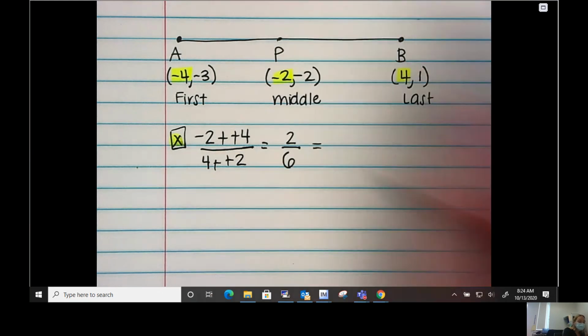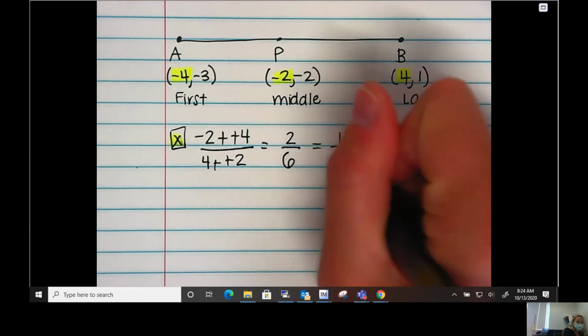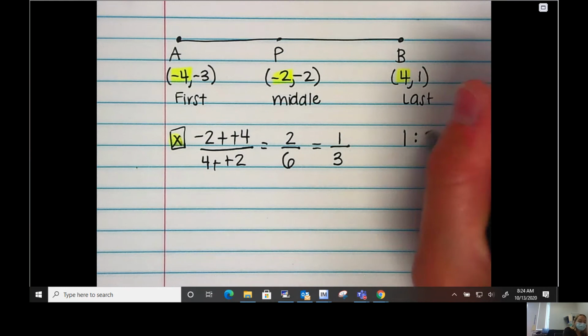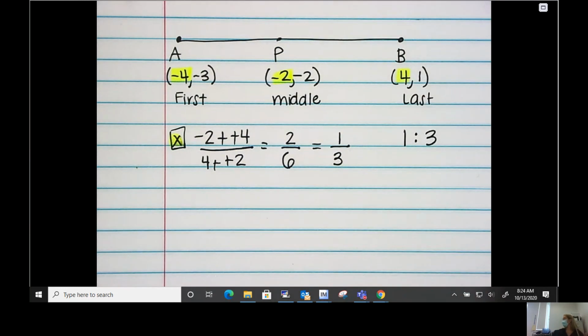What's 2 divided by 2? 1. 6 divided by 2 is 3. So my ratio is 1 to 3. I can write it as a fraction, or I can write it with the little colon between it. And that's it. You figured out your ratio.